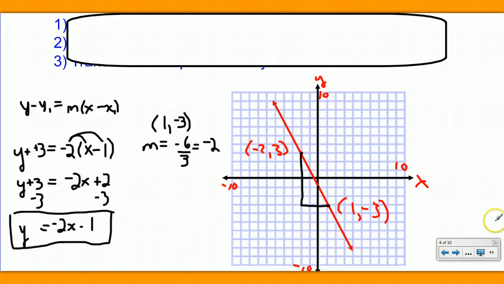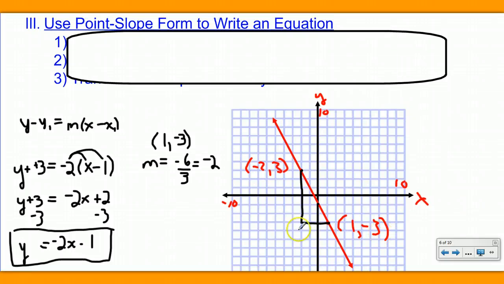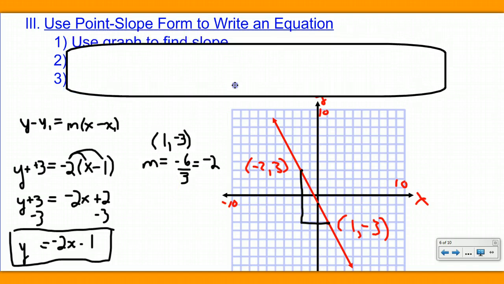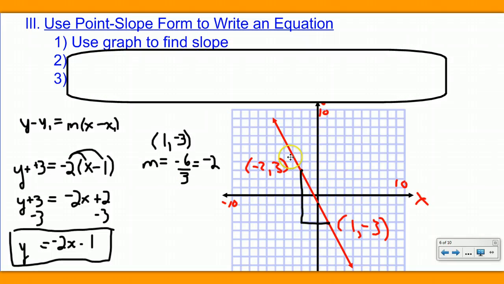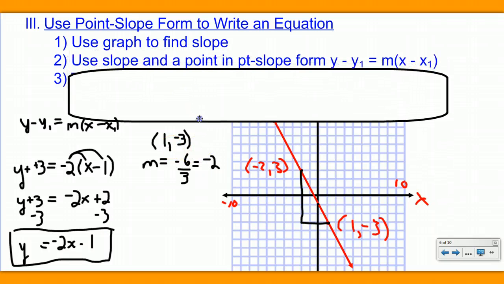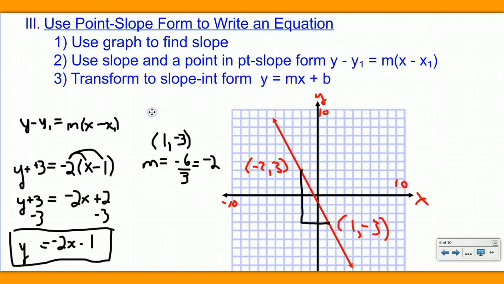Good. So let's move back up and put down the steps to using point-slope form to write an equation. The first step was we used the graph to find slope. The second step, we substituted a point and slope into the point-slope equation. And the final step was transform your point-slope equation to slope y-intercept form, y equals mx plus b.